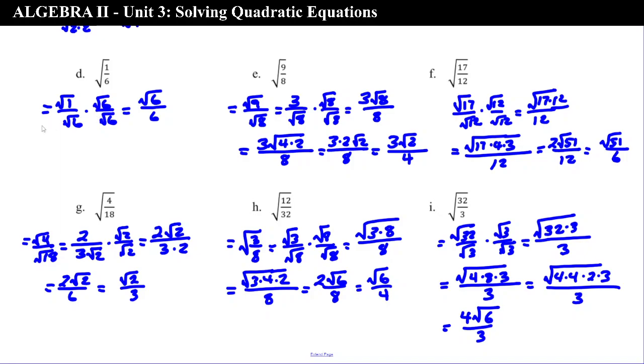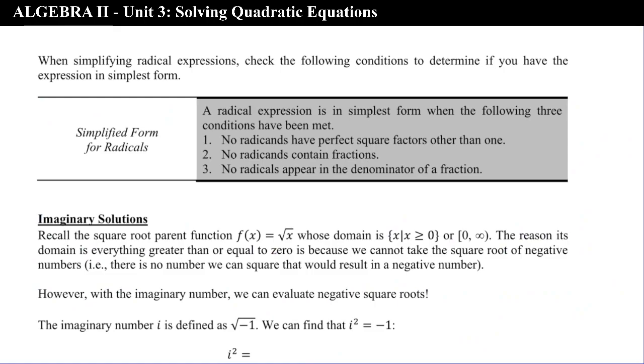Okay, so moving on to this final page. At the top of this final page, I've given you some things to think about when you're simplifying. When simplifying radical expressions, you need to check the following conditions to determine if you have the expression in simplest form. First, you can have no radicands with perfect square factors. So all the perfect square factors have to be factored out of that radicand.